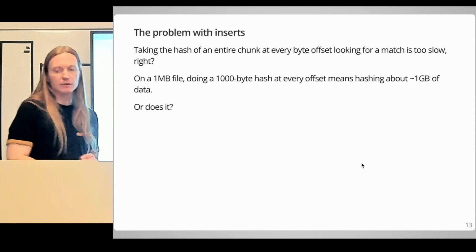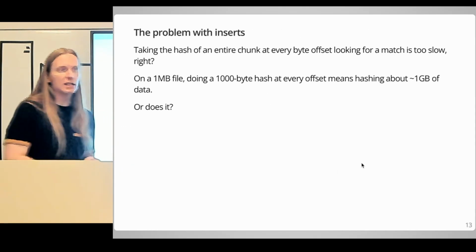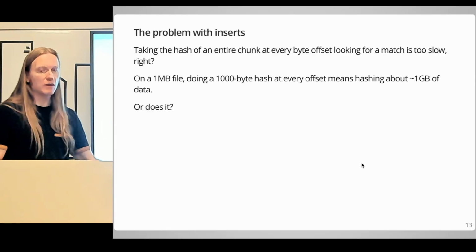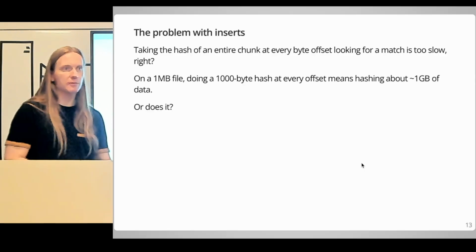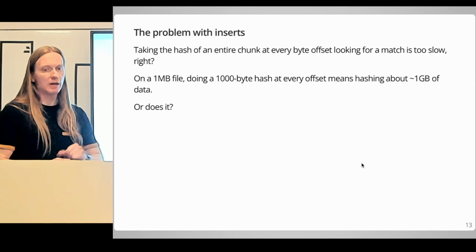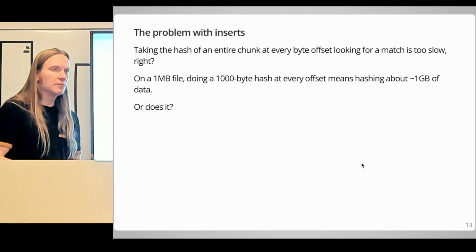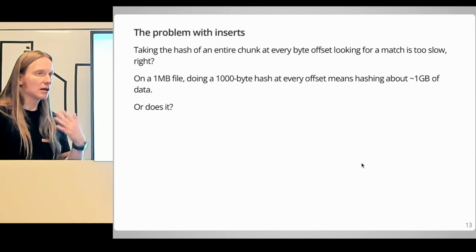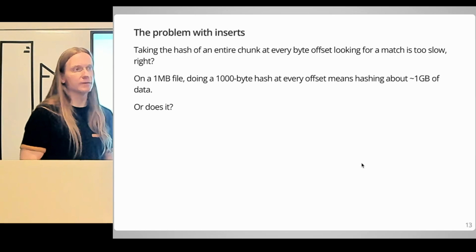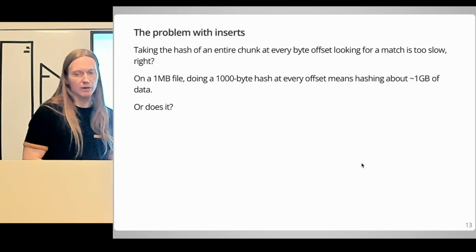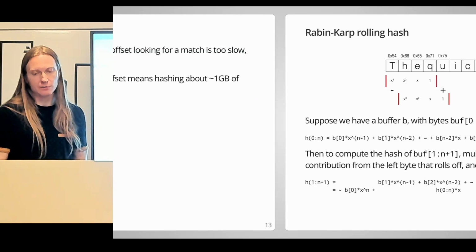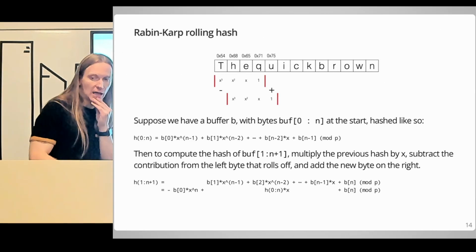But it sounds like it would be very expensive, because if we have a 1 megabyte file and we take a 1,000 byte hash at every byte offset, we have to hash a gigabyte of data. Hashing is reasonably fast, but if you're hashing 1,000 times the amount of data you have, it's going to get too slow. So it's a shame we can't do that, except actually we can.